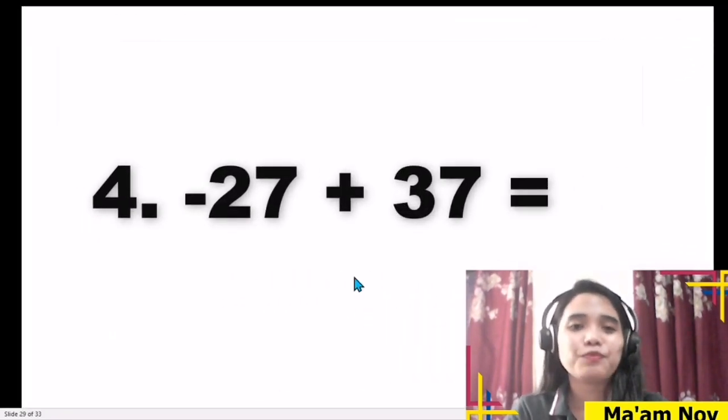Number 4. Negative 27 plus 37. Different signs. Same sign, add and keep. Different sign, subtract. Use the sign of the bigger number, then it will be exact. So, we have different signs. So, we will subtract. 37 minus 27 is 10. And we will use the sign of the bigger number. So, saan bang bigger number dyan? Si 37. And ang kanyang sign is positive. So, ang sagot is positive 10.